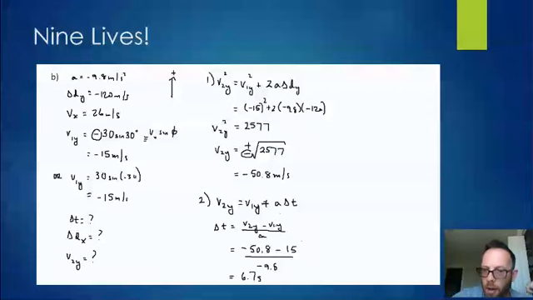Yeah. So if you're kind of screaming at your screen that I missed something, I have figured it out. So V1y is negative 15. So I should be subtracting negative 15.